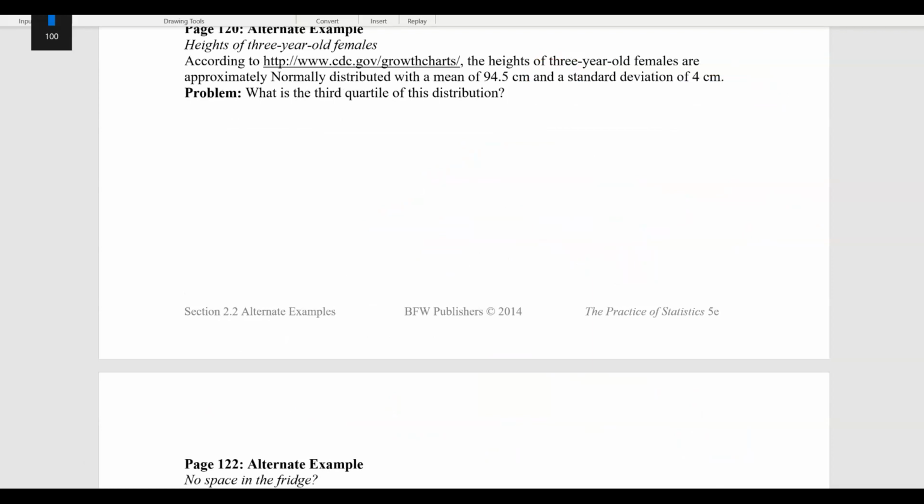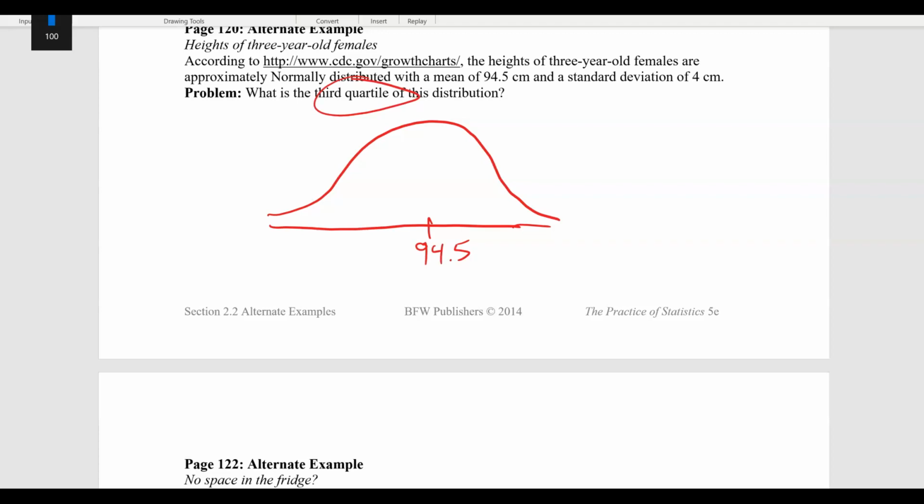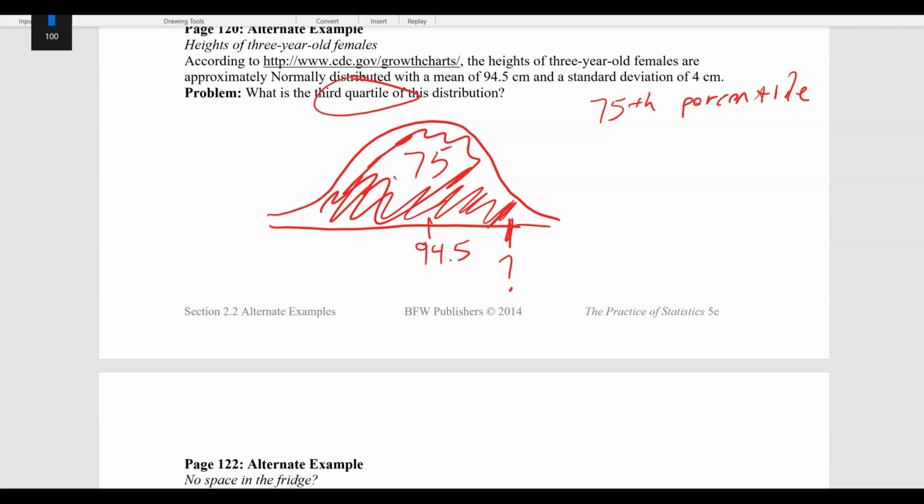Okay, so according to cdc.gov, heights of 3-year-old females are approximately normally distributed with a mean of 94.5 and a standard deviation of 4. So let's first and foremost go ahead and try to picture that. I'm going to throw 94.5 in the middle here. And I want to know, what's the third quartile? Well, where's the third quartile? That's the 75th percentile. That's what they're asking. So they want to know, how tall is this person, so that 75% or 0.75 of all other females are going to be below that.